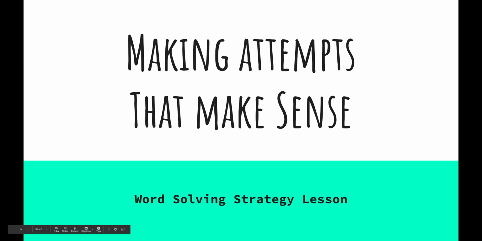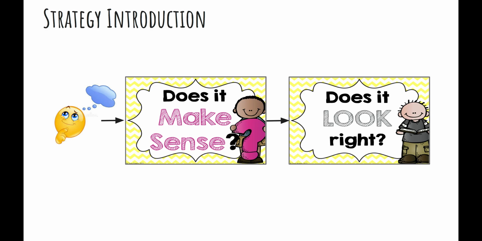In this lesson, we're going to learn a word-solving strategy that you can use no matter what type of text or level of text you're reading. We're going to learn how to make attempts at words based on what would make sense in a story or text. When you're reading and you come across a word you don't know, the best thing to do is stop. Think about what would make sense, and then check the letters to see if they look right.